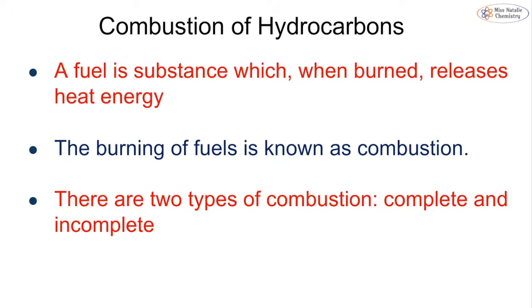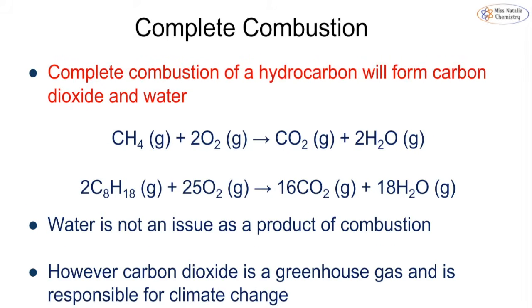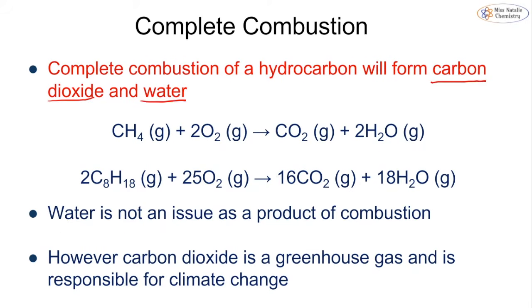Now, when we burn hydrocarbons, we do that because they are being used as a fuel. And a fuel is a substance that, when burned, is going to release energy. There are two different types of combustion, and you will have met these back in IGCSE. The two different types are complete combustion and incomplete combustion. The complete combustion of a hydrocarbon is going to form carbon dioxide and water. And remember, complete combustion means that we have a plentiful supply of oxygen, or in other words, the oxygen is in excess, and we have more than enough in order to make our carbon dioxide and our water.